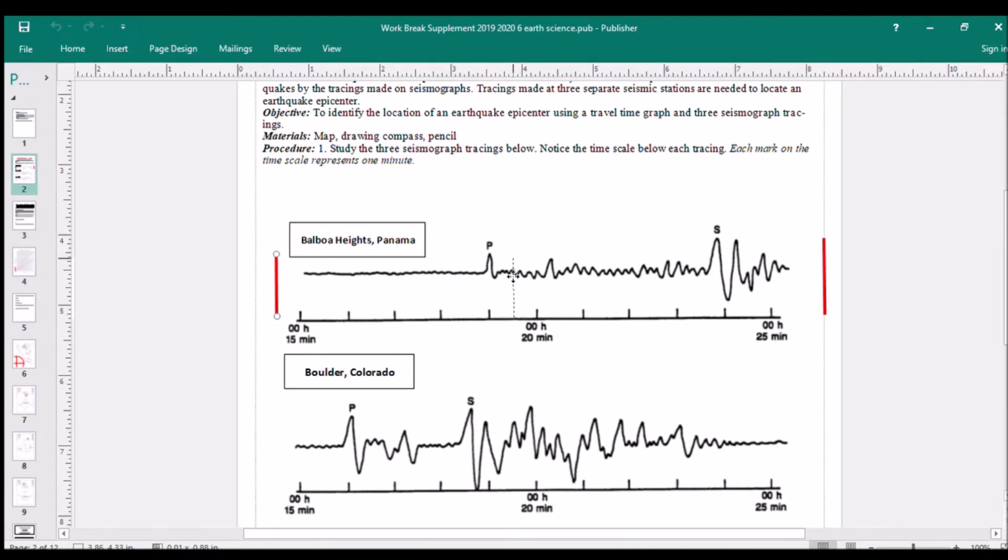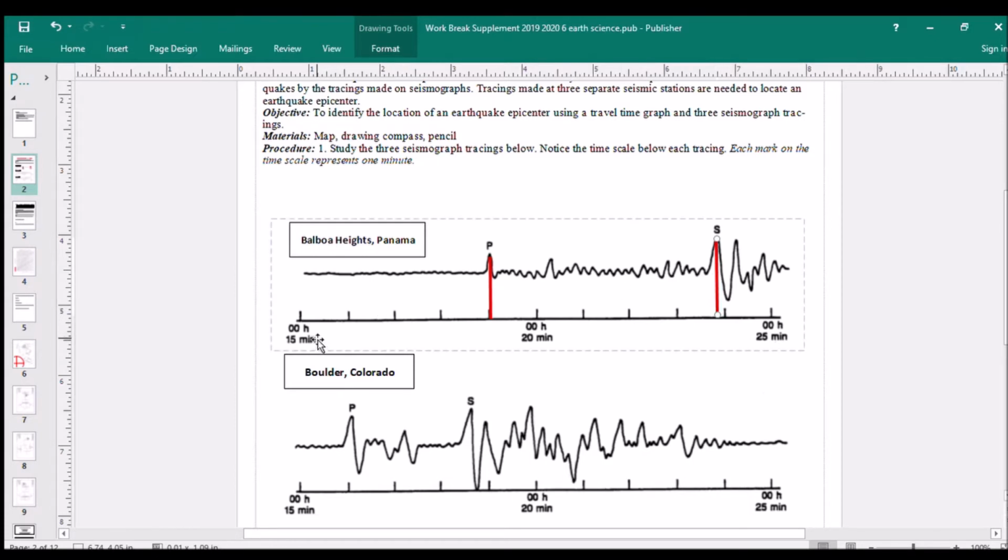The first step is to draw a line from where the primary wave was received down to the timeline, and then draw a line from when the secondary wave was received, or felt, down to the timeline. So now I have my times.